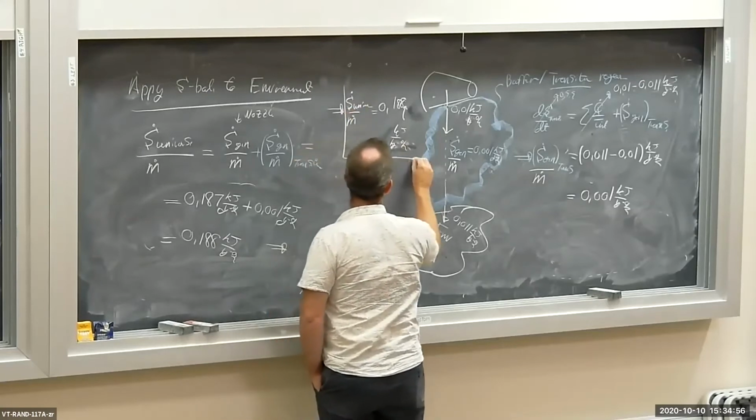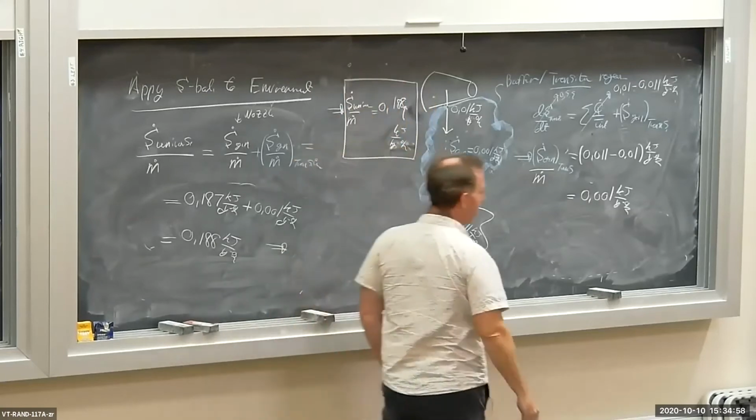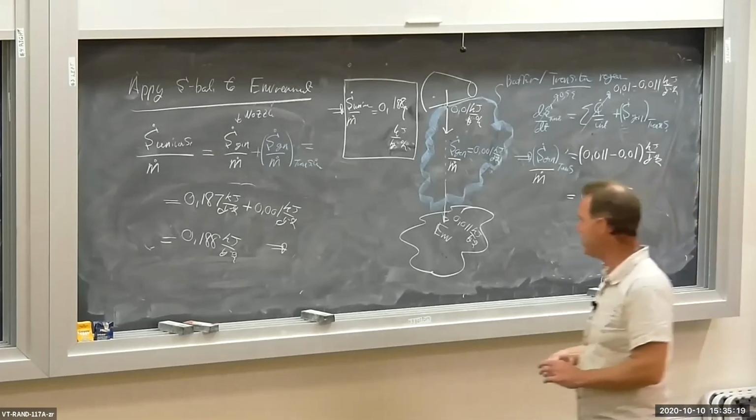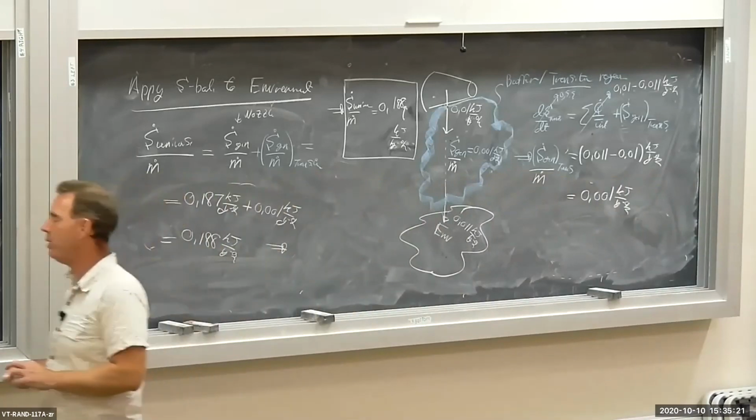This is a nice little result. This shows us that the device overall contributes to increasing the entropy of the universe by 0.188 kilojoule per kilogram degree Kelvin. Or if you like, kilojoule per degree Kelvin per kilogram of mass flow rate through the nozzle. Okay? So that's the entropy change of the universe.